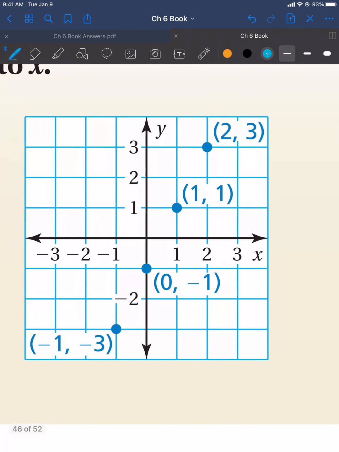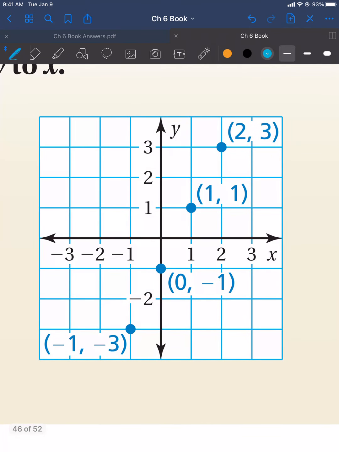Remember, a y-intercept is when it crosses the y-axis. Okay, so what's the y-intercept? -1, right? So in my equation, y equals mx plus b. You guys just found b. You said it's -1. So I'm going to have y equals something x minus 1. I need to go find m.